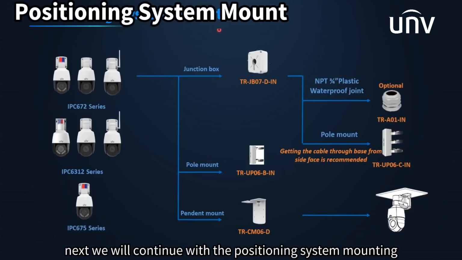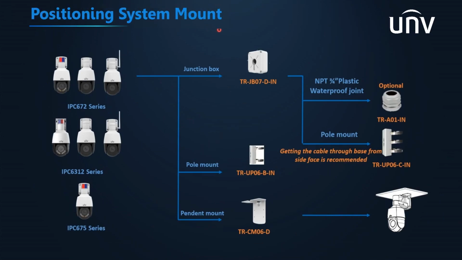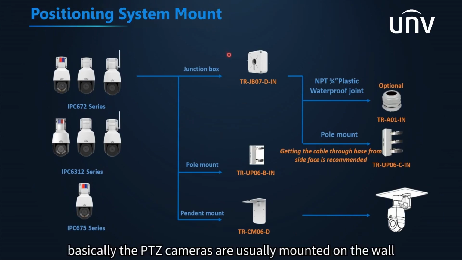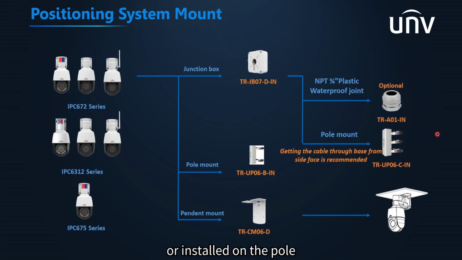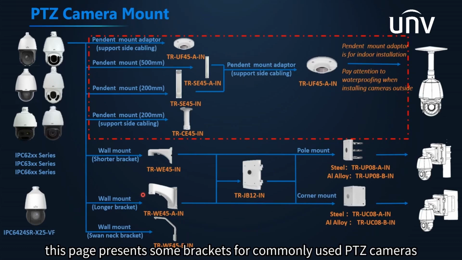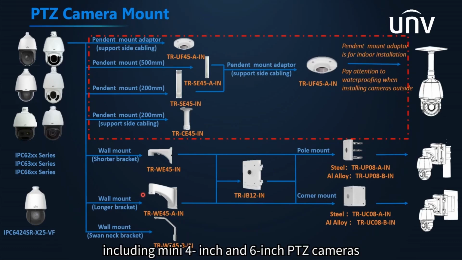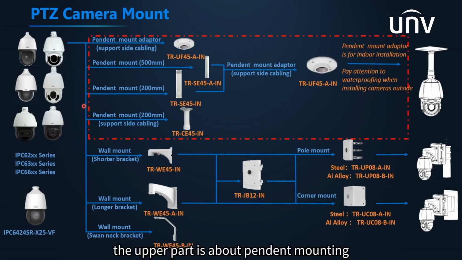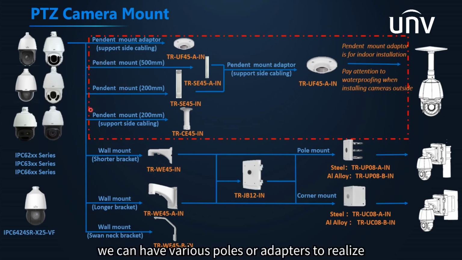Next, we will continue with the positioning system mounting. Basically, the PTZ cameras are usually mounted on the wall or installed on the pole. Sometimes, pendant mount is also applicable. This page presents some brackets for commonly used PTZ cameras, including mini, 4-inch, and 6-inch PTZ cameras. The upper part is about pendant mounting. We can have various poles or adapters to realize the pendant mounting at different heights. Below are the accessories for wall mounting.